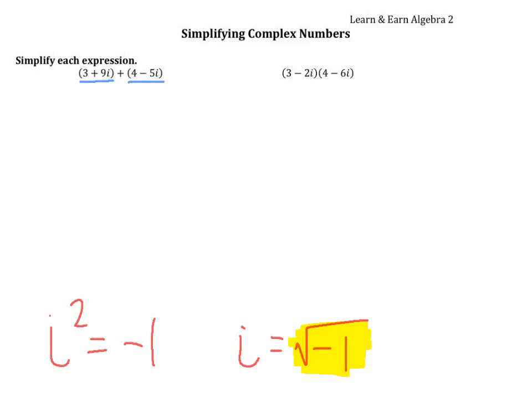Now because we're adding these together, we can rewrite it and drop the parentheses. Now all you need to do is combine like terms. So 3 and 4 go together to get 7. And then 9i minus 5i combine to get a positive 4i.